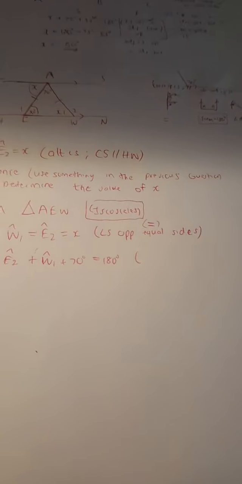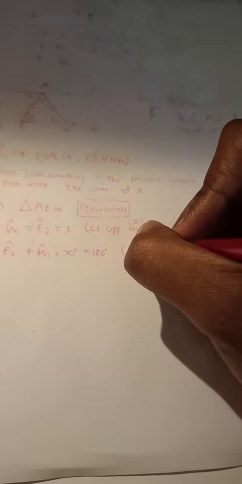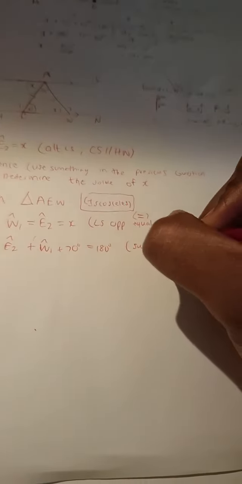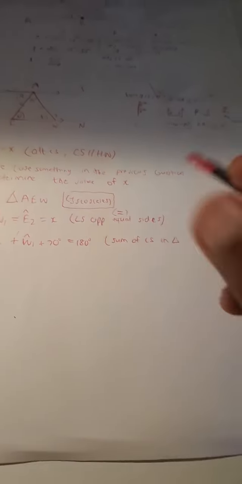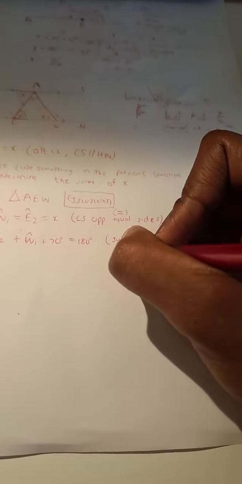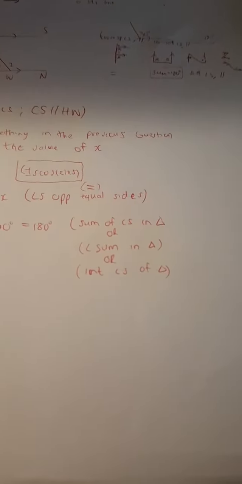Now, there's one of three reasons that you can write according to the acceptable reason document. Please take note. You can say sum of angles in triangle. That's one reason you can use. Or you could say angle sum in triangle. Or if you don't want that one, you could say interior angles of triangle. Those are the three acceptable reasons that are provided in the acceptable reason document.